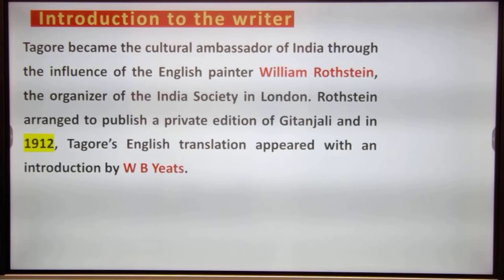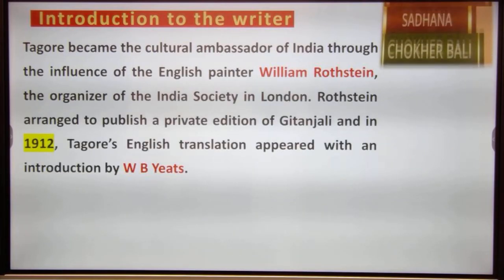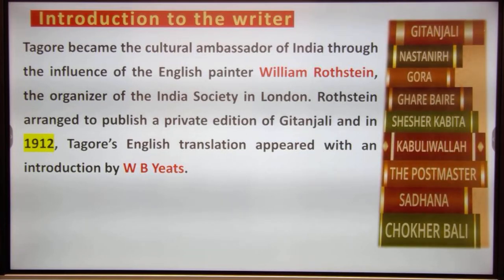Dear friends, Tagore became the cultural ambassador of India because of the influence of the English painter William Rothenstein. He was the organizer of the Indian Society in London. Rothenstein arranged to publish a private edition of Gitanjali, the book which is considered to be the main base for Tagore to become very popular in Europe and also in getting the Nobel Prize. In 1912, Tagore's English translation appeared, and its introduction was written by none other than W.B. Yeats.